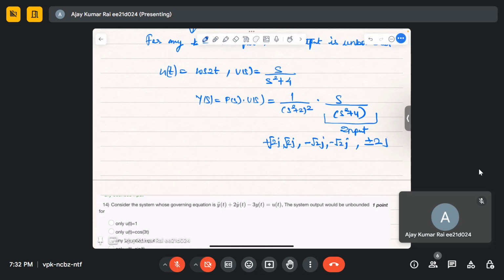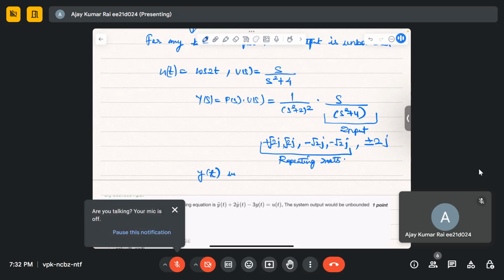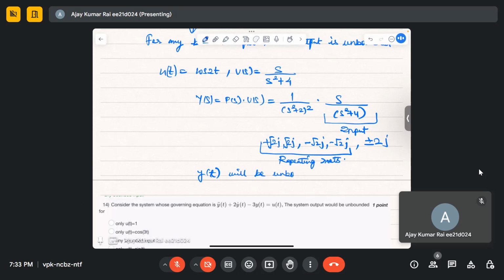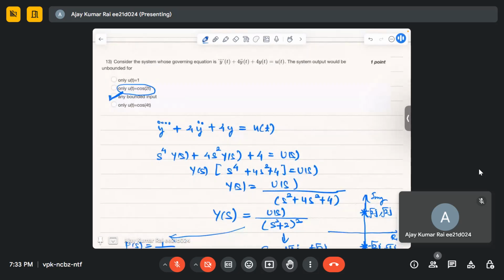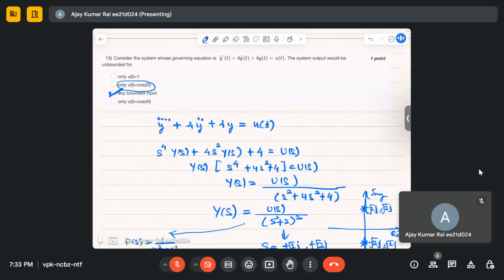Plus minus 2j. You see here, these are repeating. Because of that, you find y(t) will be unbounded. You can check for any bounded input, for cos of 2t or any input you check. We just checked one of the inputs. Any question, any doubt in this particular question? Because of these repeating poles, the system is BIBO unstable. That's why if you put any bounded input, you will always get an unbounded output. So the correct option is: for any bounded input, you get unbounded output.